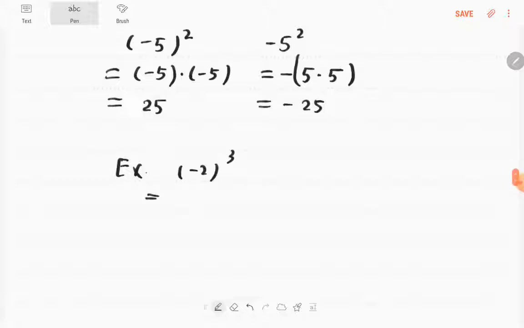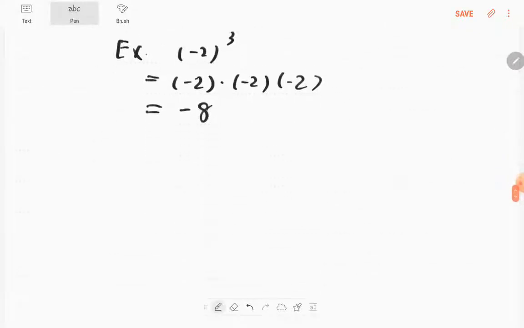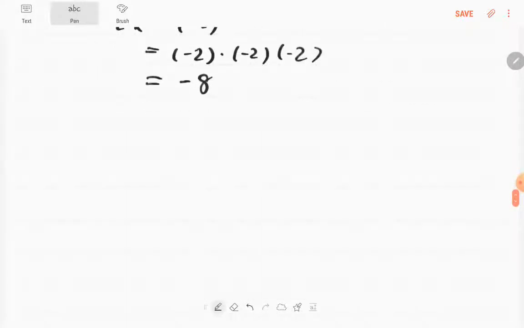For this kind of problem, we know the negative 2 is our base. So it's our factor and it appears 3 times. Now we could quickly determine the sign of our answer because we have 3 negative signs. 3 is an odd number, so our answer will be negative. And the 2 times 2 times 2 will be 8. Right? So how about this one?